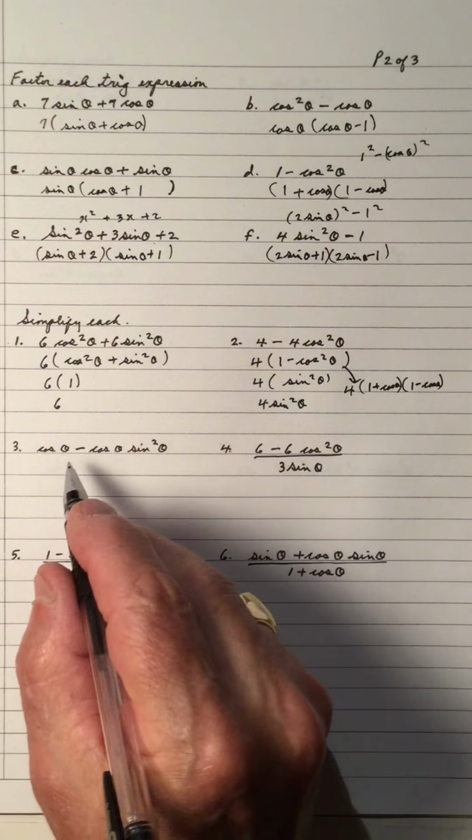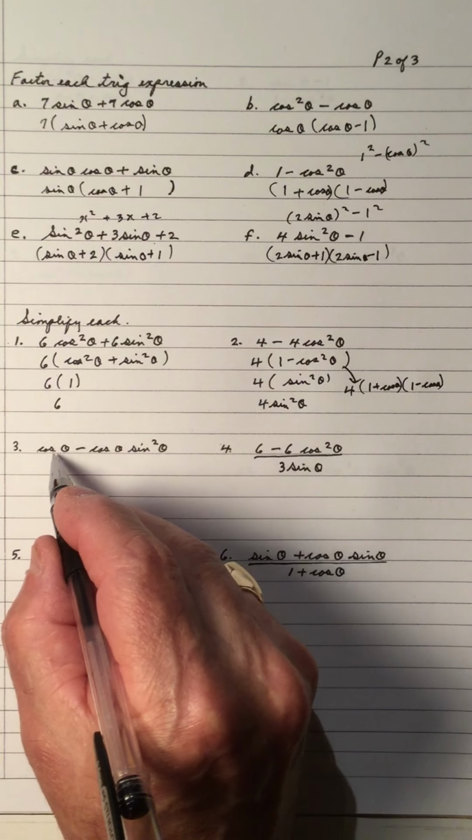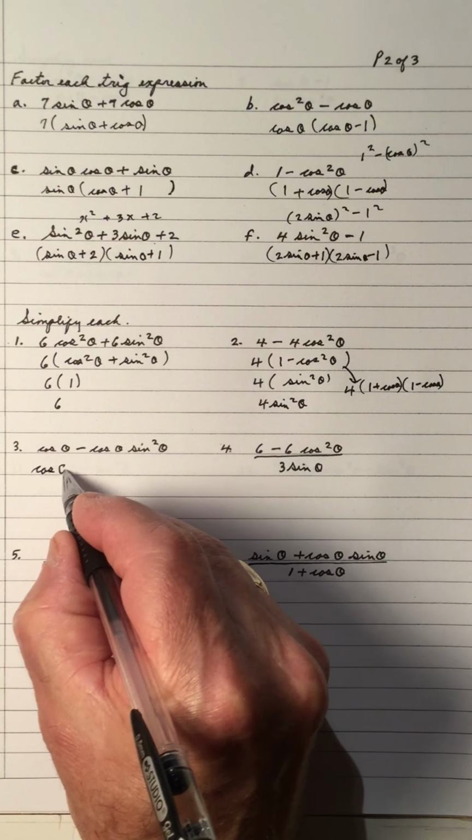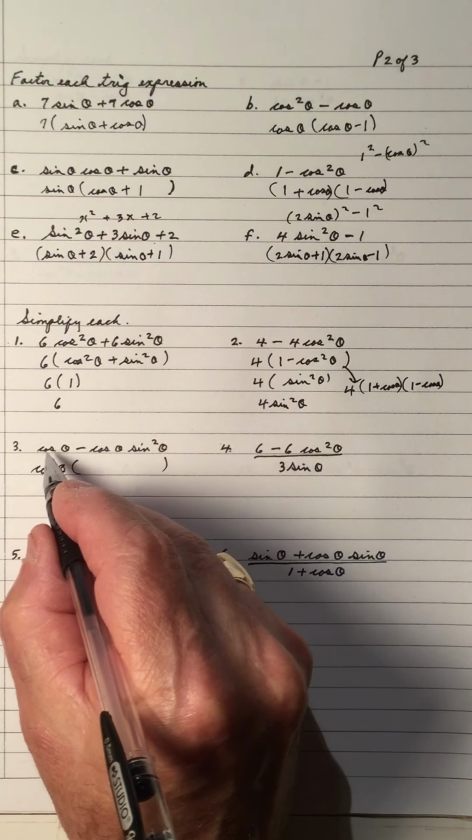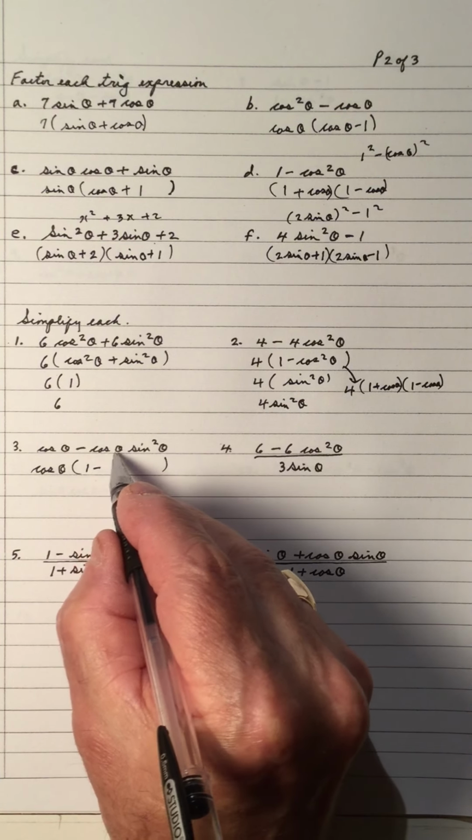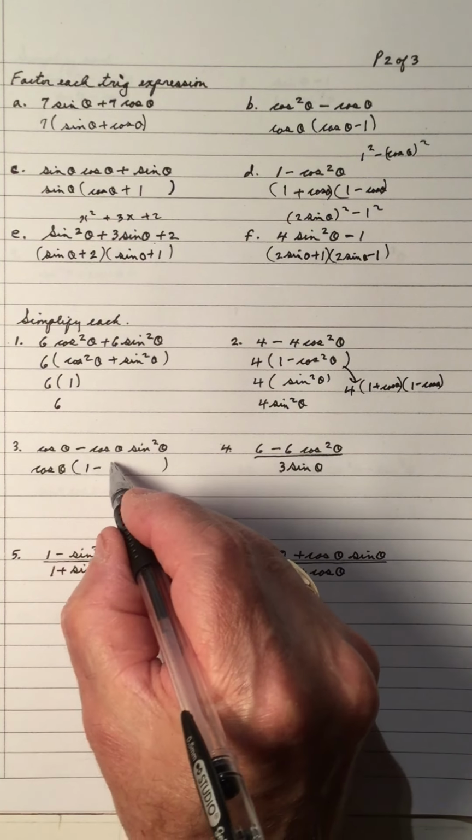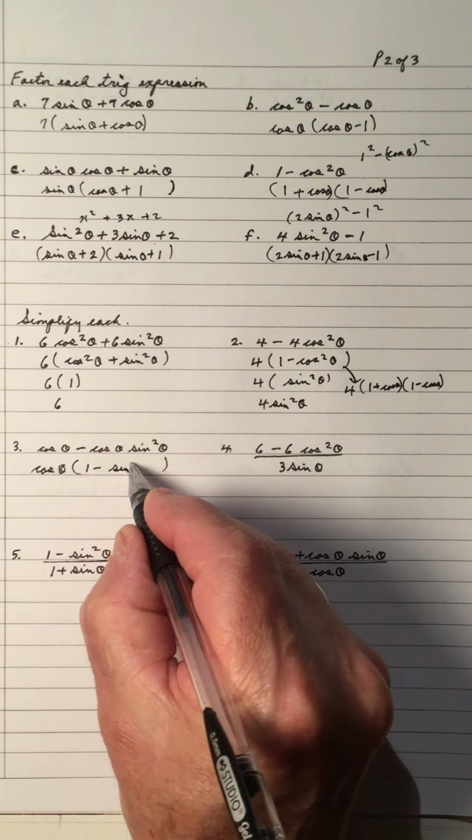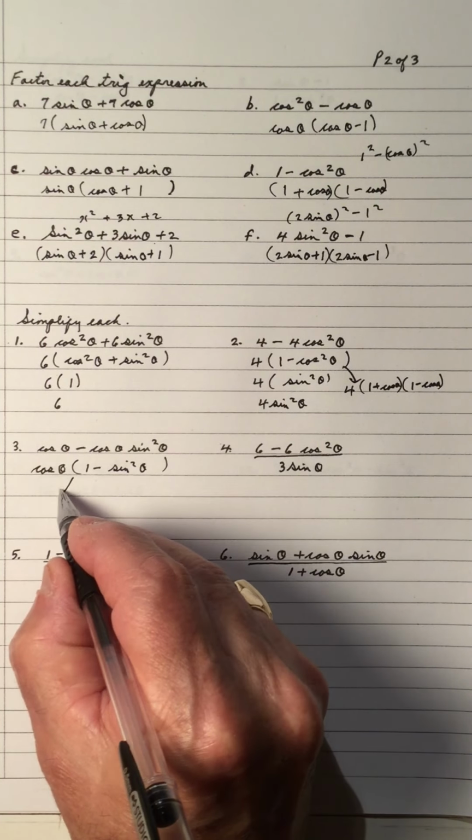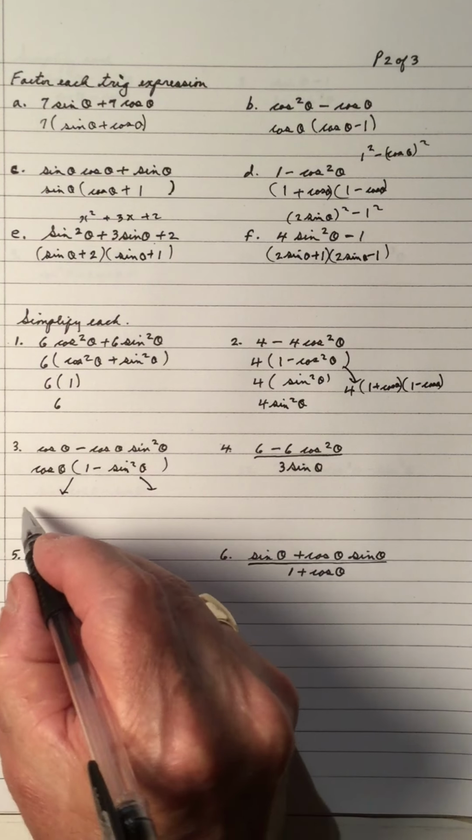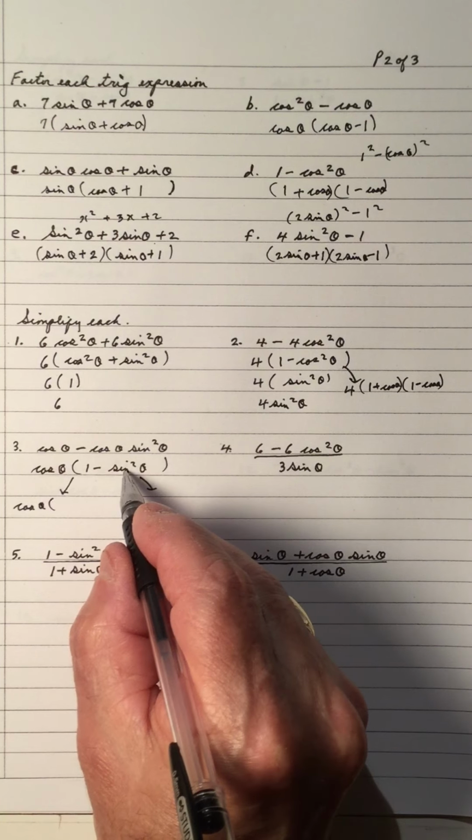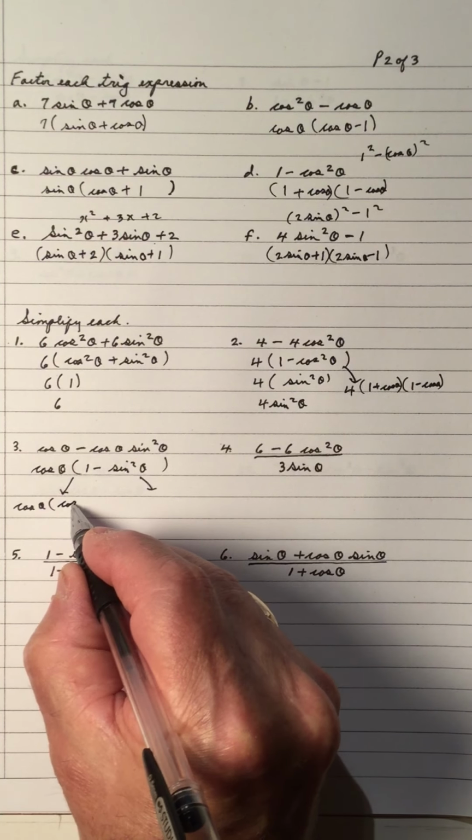Okay, here we go. Number 3. What's common? I see a cos theta in both expressions, so cos theta comes out as a GCF. Cos theta divided by cos is 1, minus cos theta sine squared divided by cos theta is sine squared. And again, we've got two choices. We could go cos theta, and 1 minus sine squared is cos squared.